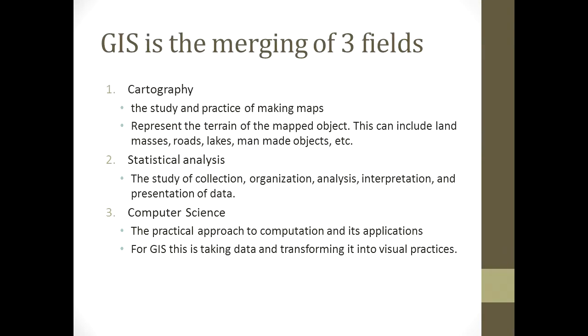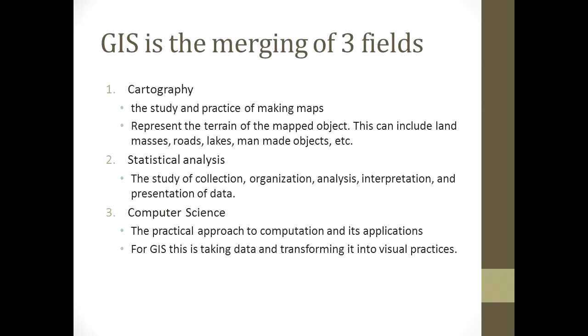For GIS to work, it needs to have three fields, and those three fields include cartography, statistical analysis, and computer science. The first of the three, cartography, is the study and practice of map making. In general, cartography represents the terrain of the mapped object. This can include land masses, roads, lakes, man-made objects, and many other things. In general, this is really just how maps are made, and for the system to work, it needs something to go off of, and maps are the first thing that has to happen.